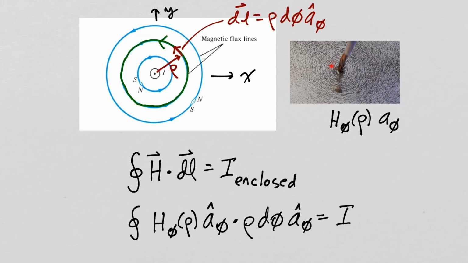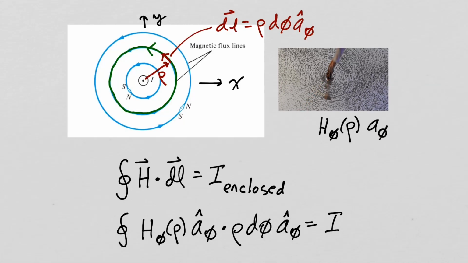From our iron filings around our wire, we know that the magnetic field intensity will only have a component in the phi direction, and it will only depend on rho. This is because if you move in the phi direction, nothing changes, and if you move in the z direction, which is out of the page, nothing changes. But if you move in the rho direction, the field falls off.